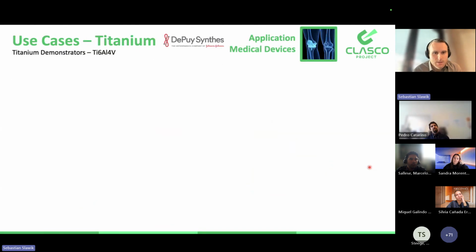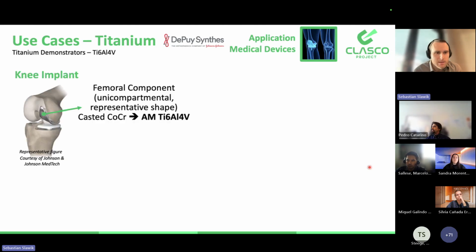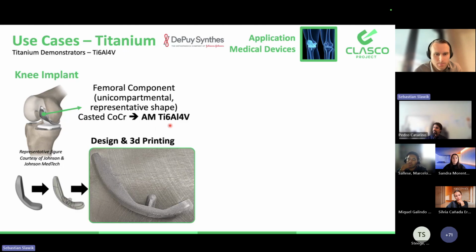Our use cases, first the titanium one. These are used in medical devices. One is the knee implant. This is the femoral component of the knee implant, as you can see here. It's half of a full knee implant. Normally it was a casted, or before it was a casted cobalt chromium alloy. CLASCO would like to replace that by an additive manufactured titanium alloy, which is of course by the material already more sustainable. And yeah, first what we did, we optimized the design of the part.